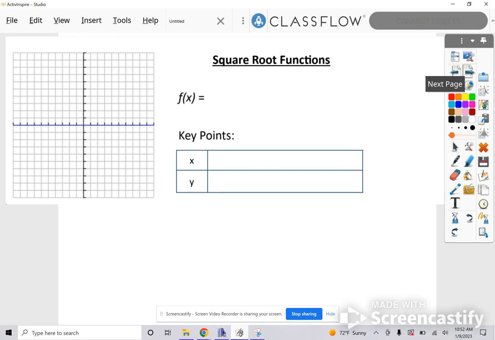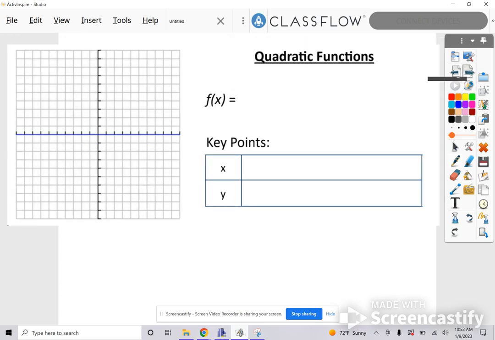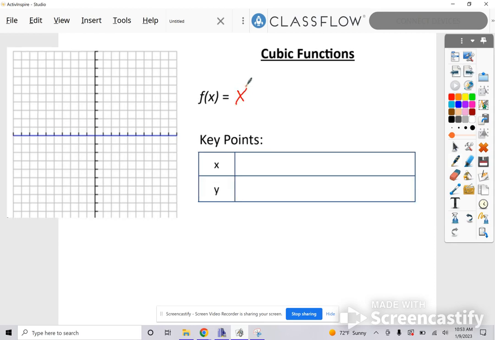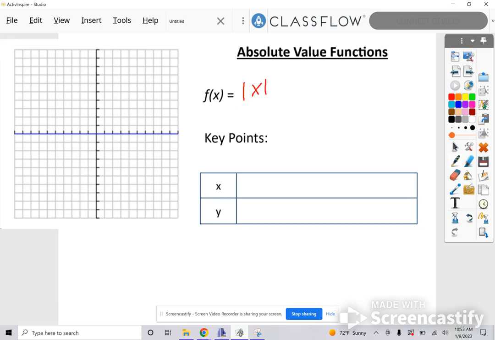So the first thing we're going to be looking at is what we call parent functions. Parent functions are functions that are the base function with nothing fancy happening to them. So for example, when I'm talking about a square root function, all I'm talking about is square root of x. Nothing fancy, nothing crazy going on here, just square root of x. If I'm talking about a quadratic, I'm talking about x squared, again, no addition, no subtraction, no multiplication, no division, no nothing else, just a square. Cubic, x cubed, and then absolute value, okay, like that.